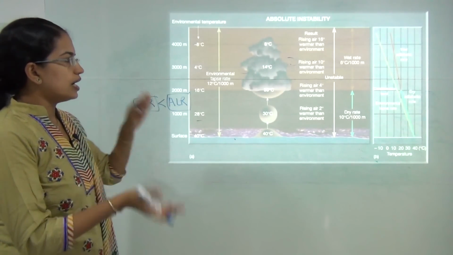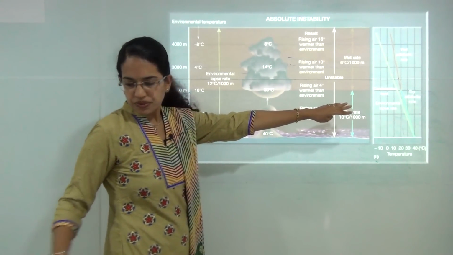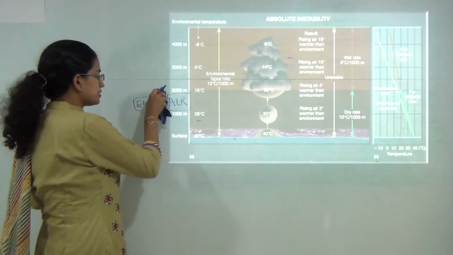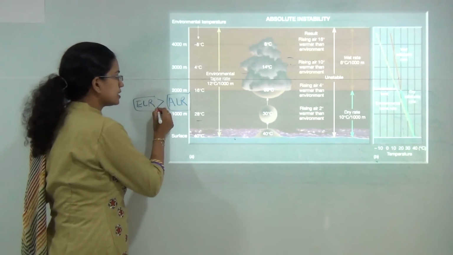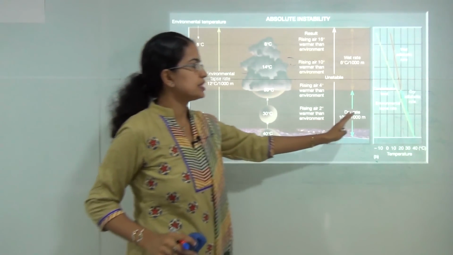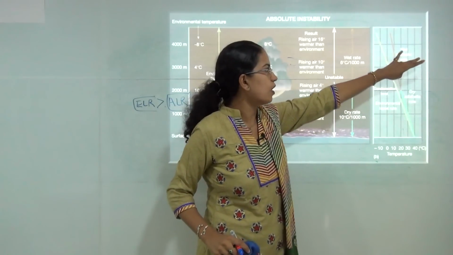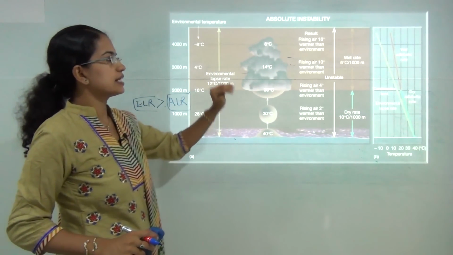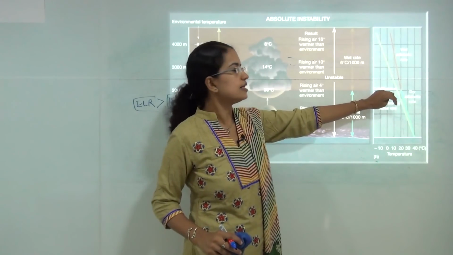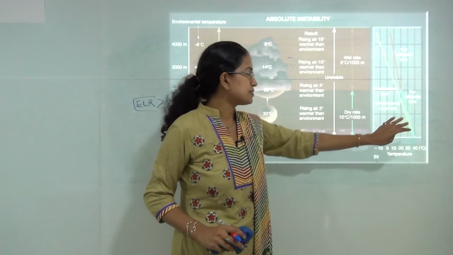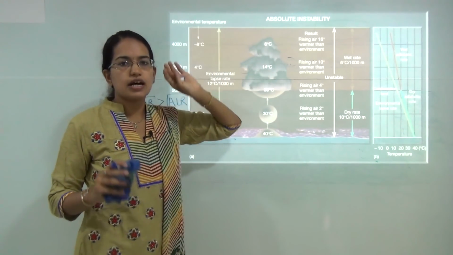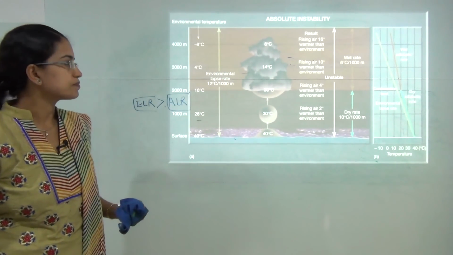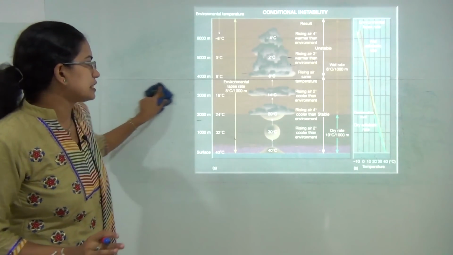If we move on to unstable conditions, we will see that the environmental lapse rate is much higher than the adiabatic lapse rate. It can be either dry adiabatic or wet adiabatic. In both situations, if the environmental lapse rate is much higher than the adiabatic lapse rate, that means you have an unstable atmospheric condition. Finally, moving on to the conditional stability.